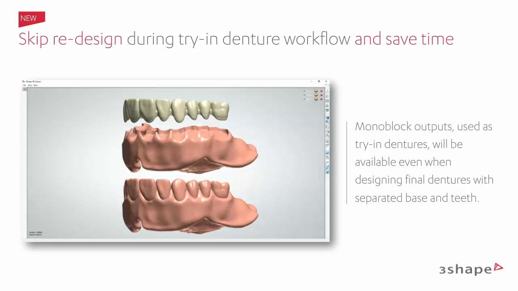One of these is giving you the option of having a monoblock output along with your final denture output. So basically, when you do a try-in denture and you see that it fits well, you don't have to go through the redesign again, which used to take around 10 minutes. If the try-in is good, you get an output for the final denture with the teeth and the base separated, so you can directly mill or print that. This is a really cool workflow, I think.